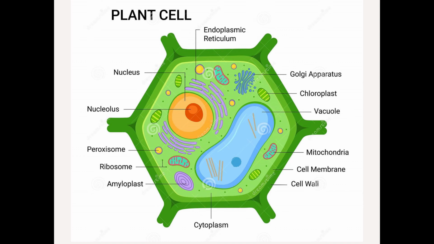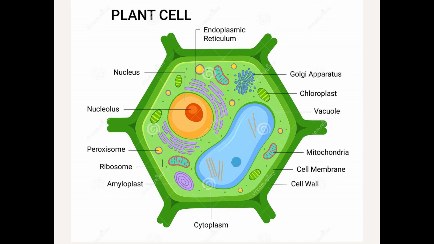Plant cells also have cell walls. Cell walls are not present in animal cells. They are only found in plant cells. The cell wall is the thick outer layer that surrounds the cell membrane. Cell walls are used to protect the cell as well as provide a fixed shape for the plant cell.